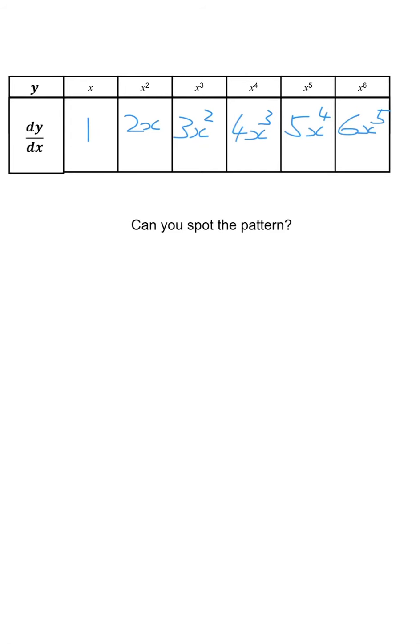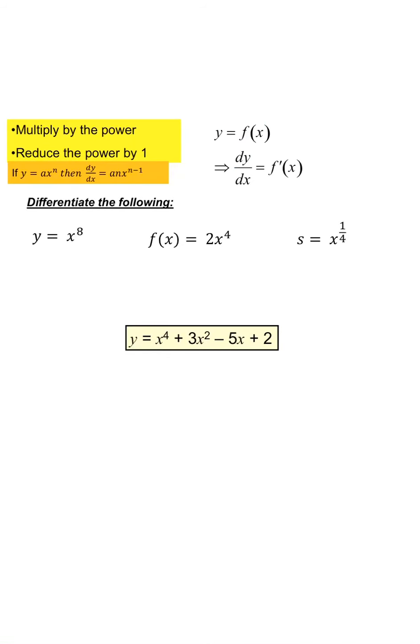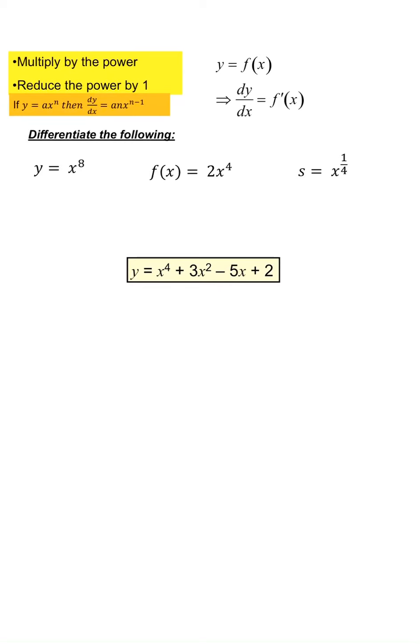Okay, let's see, did any of you spot that? So what I was doing, I was multiplying by the power, then reducing the power by 1. And that is the method. You can see here in the orange box as well, more technical, if you have y equals a x to the power of n, then dy dx is a times n, and then you reduce the power by 1. So that is how we do it.